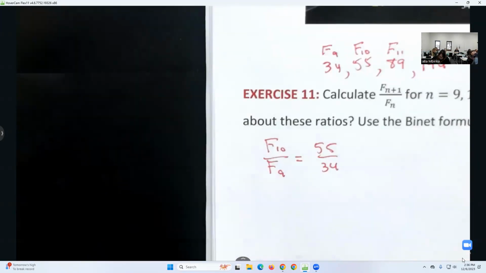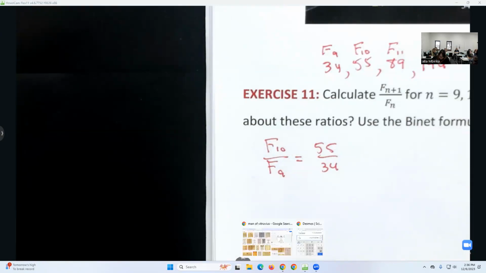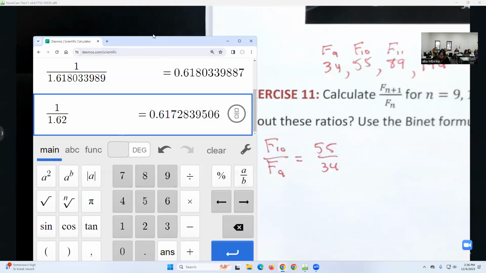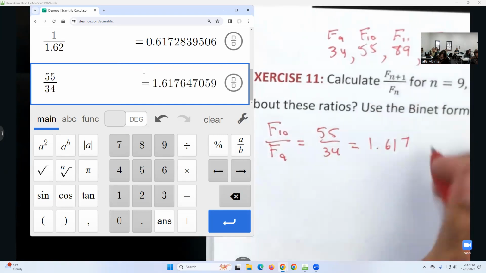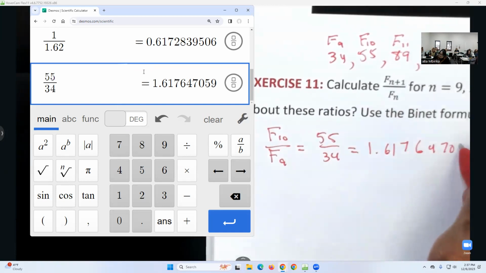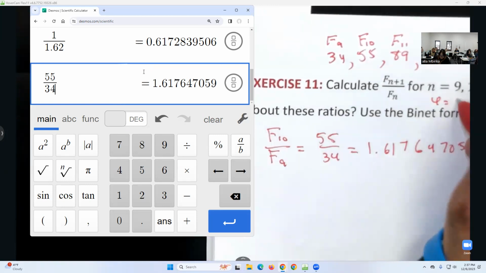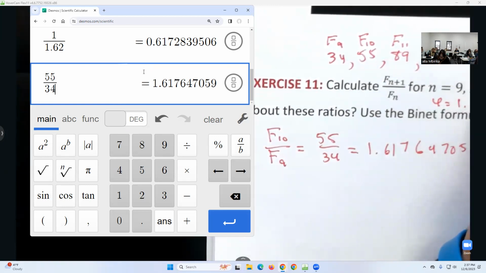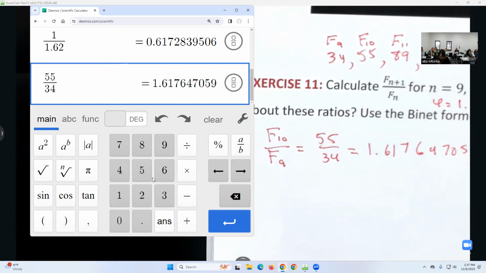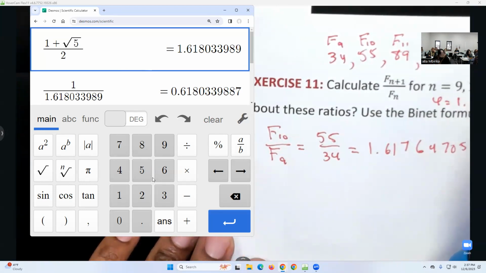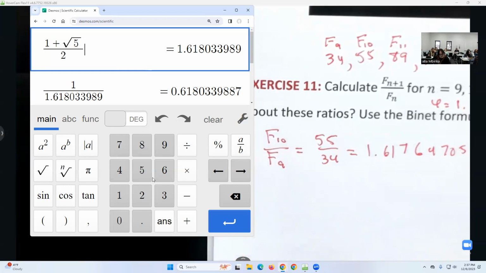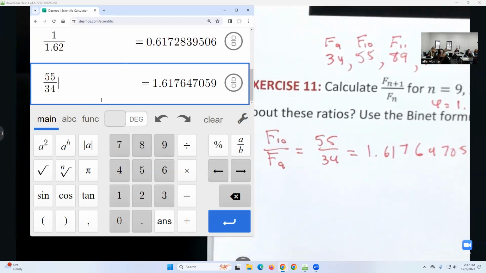Let's get Desmos on board. Okay, so we're thinking about 55/34. And we get 1.617647059. Maybe we should remind ourselves of the value of phi: 1.618033989. Okay, now let's go back to the bottom, and now let's look at another ratio.